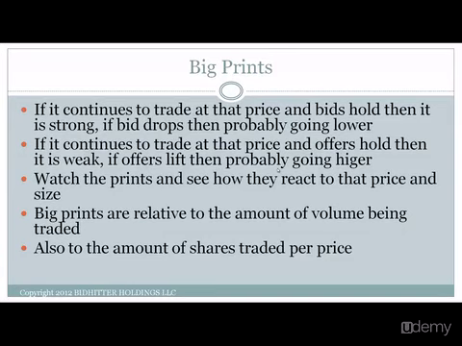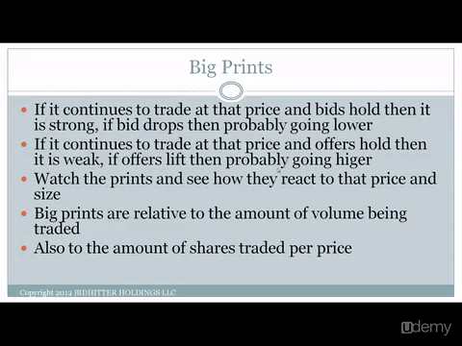Big prints are relative to the amount of volume being traded. For example, a 100,000 share print is not that significant in SPY, the S&P index. But in a stock like Netflix, 100,000 share blocks are significant. It's important because it sticks out.